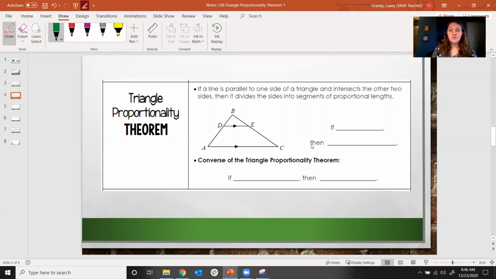Okay, so in symbols, or in an if-then statement anyway, if you've got these parallel lines here, so if DE is parallel to AC, then these sides are going to be broken up proportionally. So I can say that BD over DA will equal BE over EC. The converse of that says if the sides are broken up proportionally, so if BD over DA is equal to BE over EC, then the lines will be parallel, DE and AC.